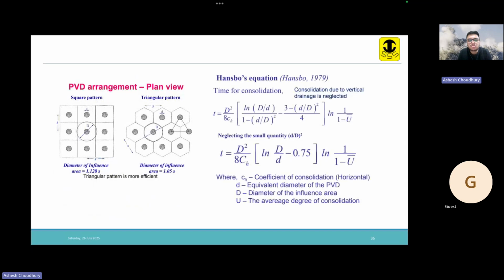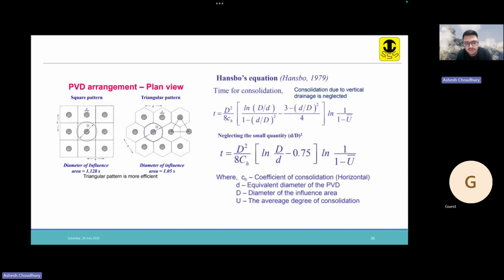Now, this Hansbo equation, Hansbo 1979, is used to find the time for consolidation when we are using these PVDs. So the time for consolidation t is given by D square by 8Ch times [ln(D/d) minus 3/4 ... ] ln 1 minus U bar. Now, D and d are shown to you.